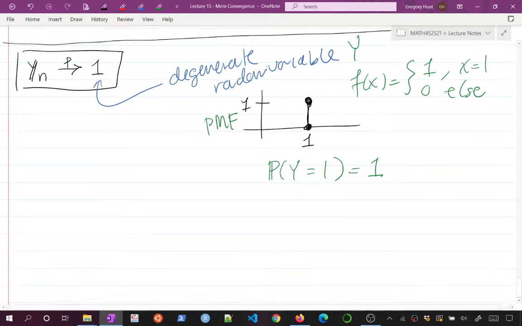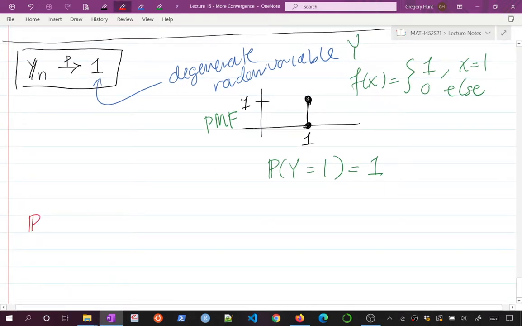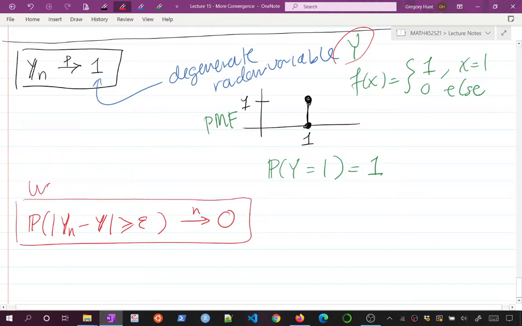So to establish convergence in probability, we have to look at, so we're going to call that degenerate random variable y. So typically you'd look at, say, yn minus y. You look at the probability it's bigger than or equal to epsilon, and you look at the limit in n, and you hope that that limit in n goes to 0. So this would show convergence in probability. This is what we want to show.